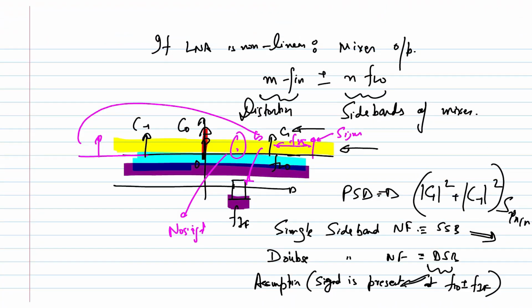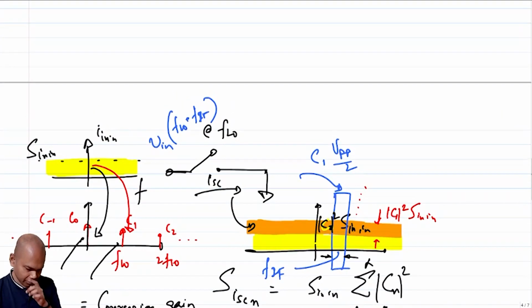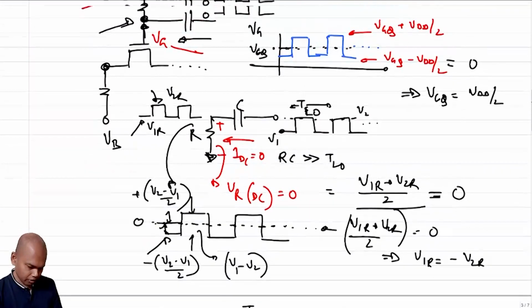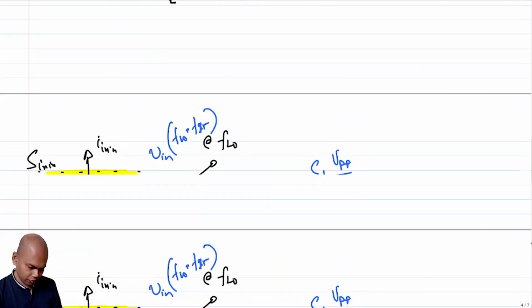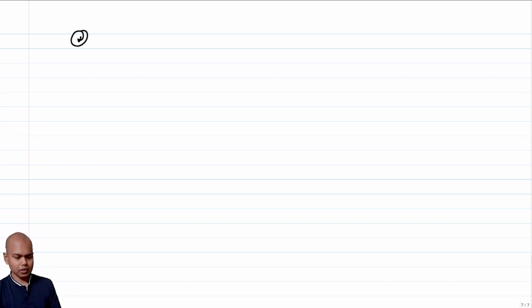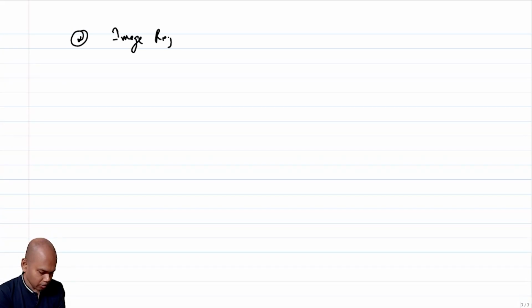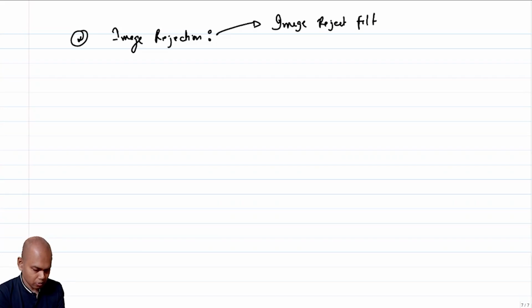So before we wrap up mixers, let's quickly see what are the things that we looked into. From the start, we looked into the basics of the mixer. Then we looked into the issue of image rejection. We saw there are two ways of dealing with it. One is to put an image reject filter, or do an IQ mixer.